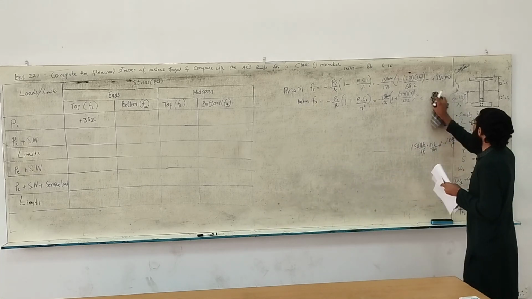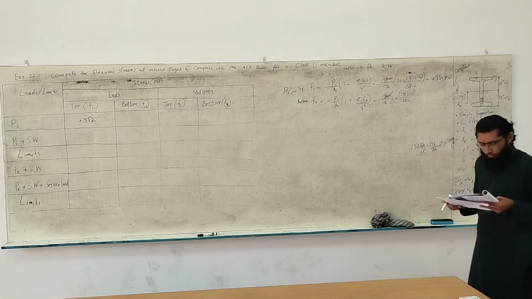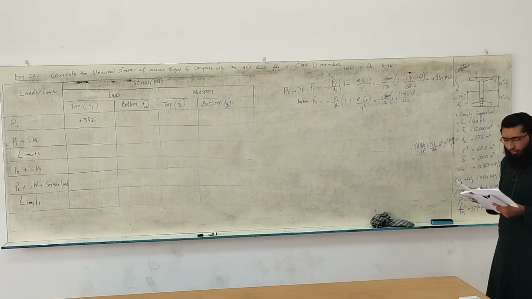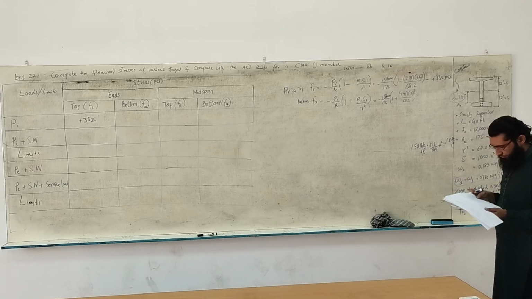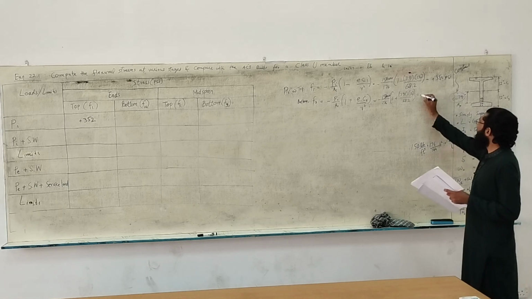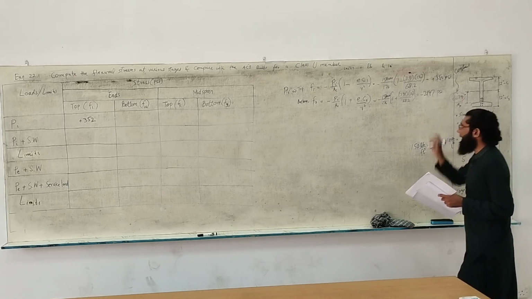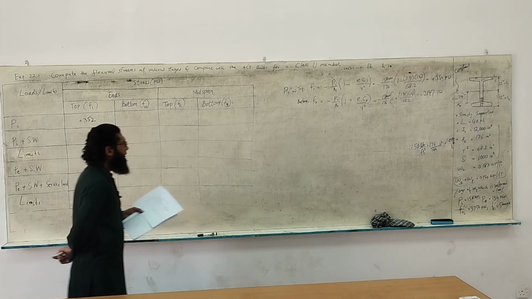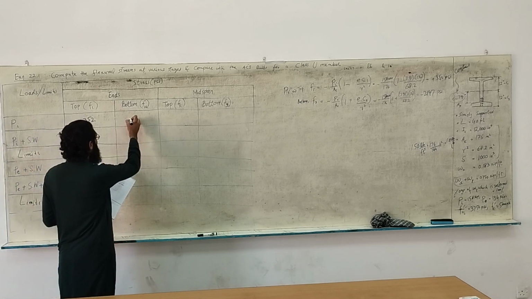Please keep verifying the calculations, because sometimes the book can contain errors. So what's your answer? Minus 2147 psi. This minus sign tells that it is a compressive stress. All right, now let's enter this value over here, minus 2147.